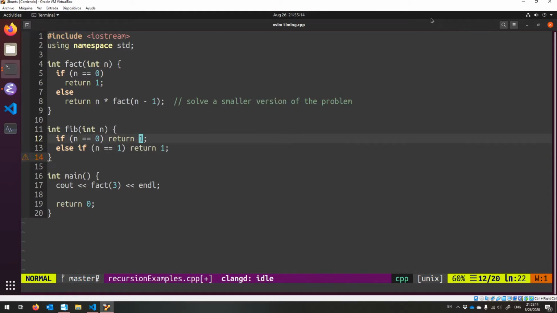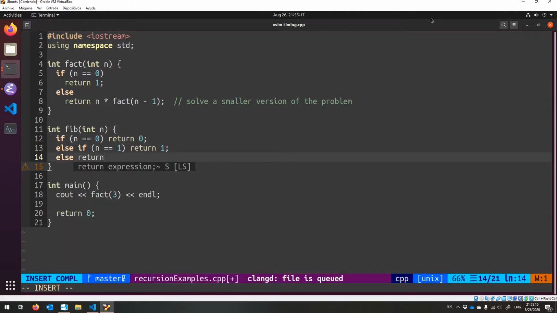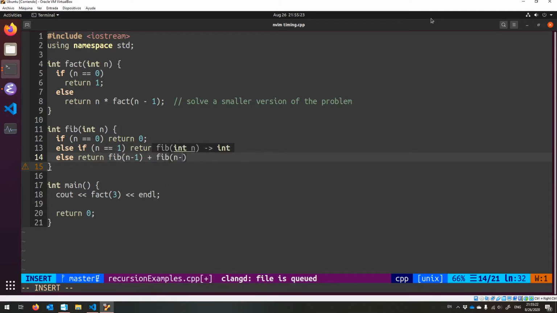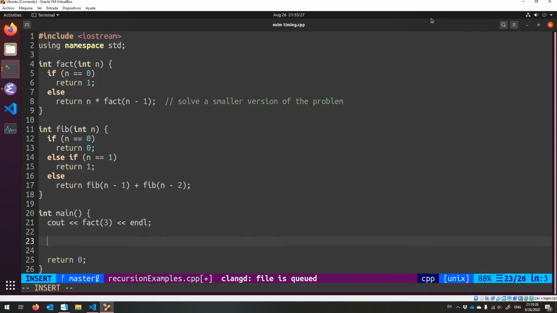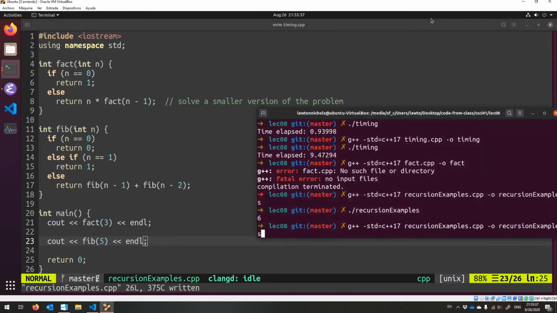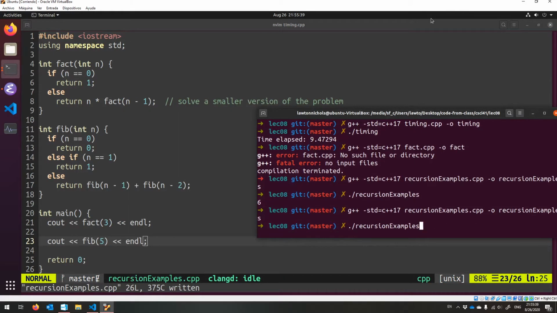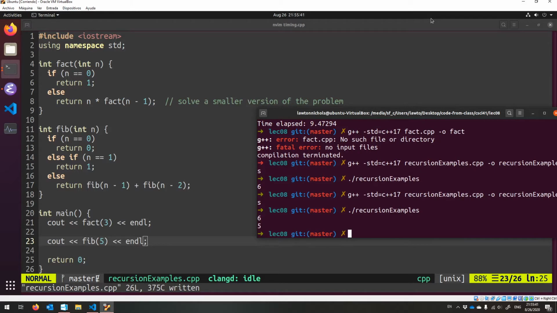Oh, and sorry, this is 0 here. Alright, that's fact 3, see out fib n, fib, I don't know, 5. And so this is all going to work just fine, and it's going to give us back 5.